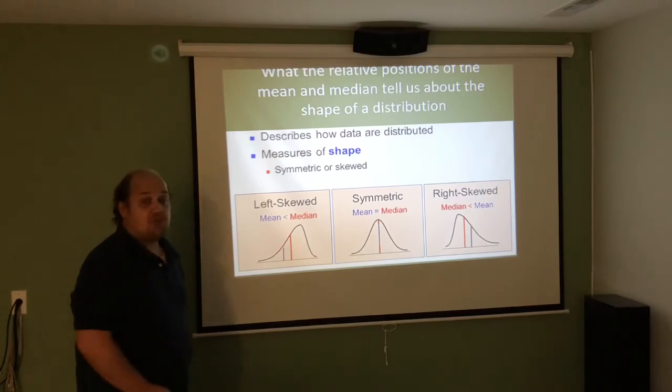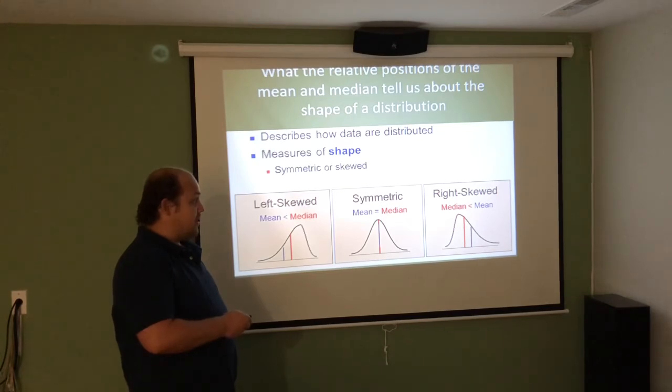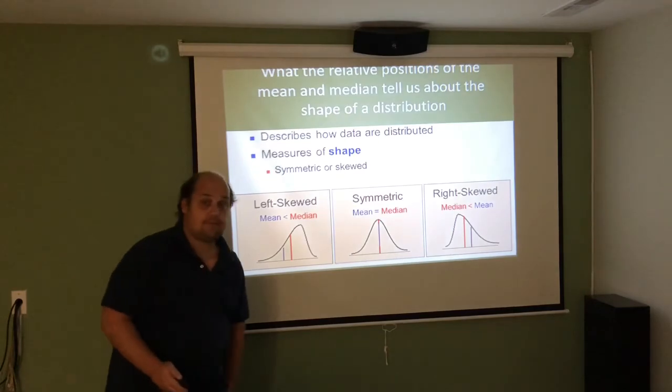The opposite is true in a right skew. In a right skew, you have the longer right tail, which pulls the mean to the right. So in a right skew with the data piled up on the left, the mean is to the right of, or larger than, the median.